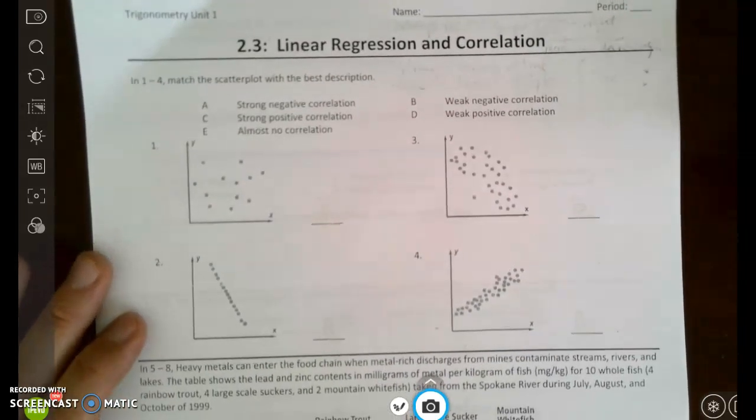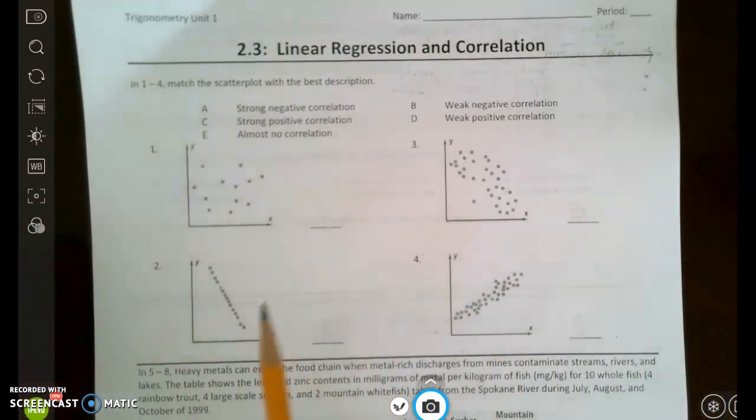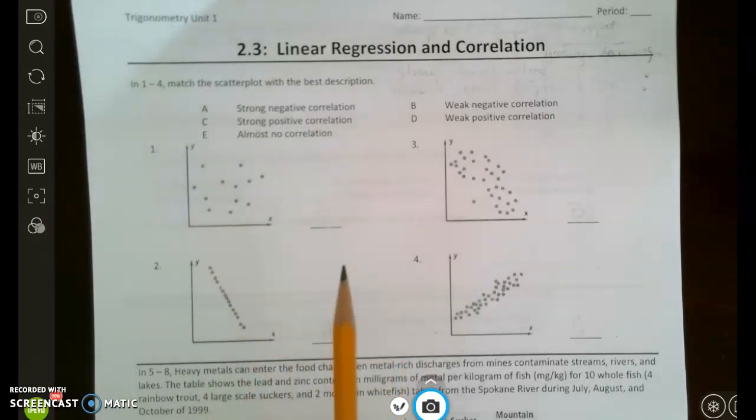And right here I've got 4 graphs, and we're asked when we look at the graphs to decide if there is a strong negative, strong positive, weak negative, weak positive, or almost no correlation. So let's first talk about what we mean by strong versus weak. Now for all of these, we're talking about this in terms of linear regression.